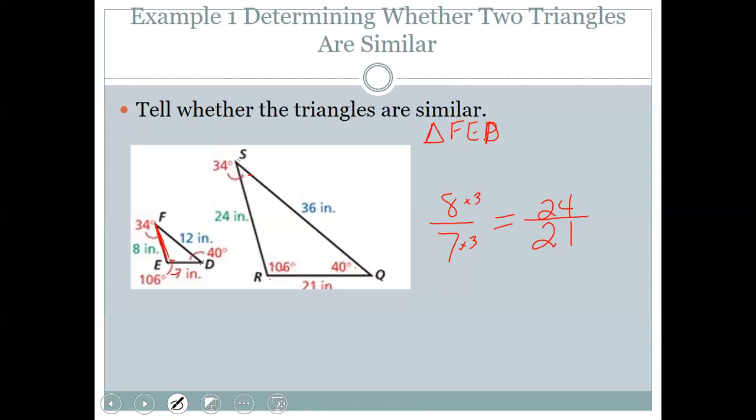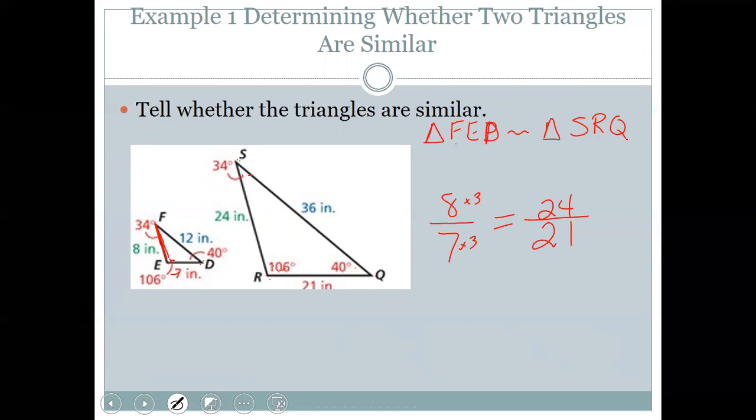Oops, that's a P. Triangle PQR is similar to triangle... Now, when I list my other one, I have to list it in the same order as I did my first one. So I listed F first. What point corresponded with the letter F? S. Okay, then E was my next one. What one corresponded with E? R. And then my only one left is Q. So you have to put them in the same order.